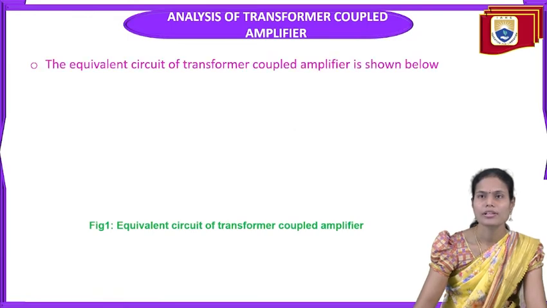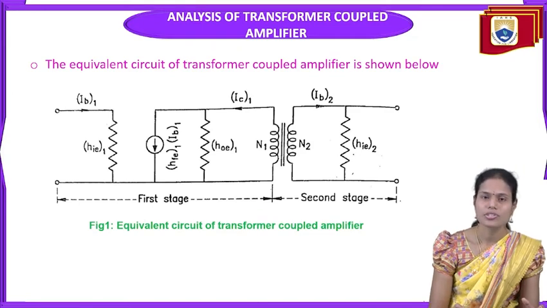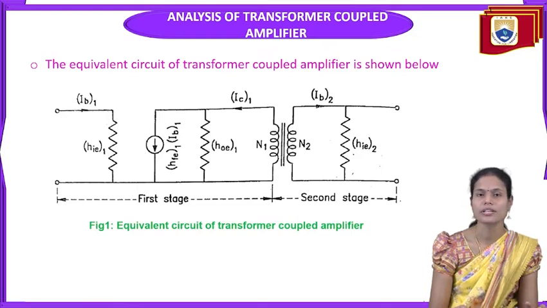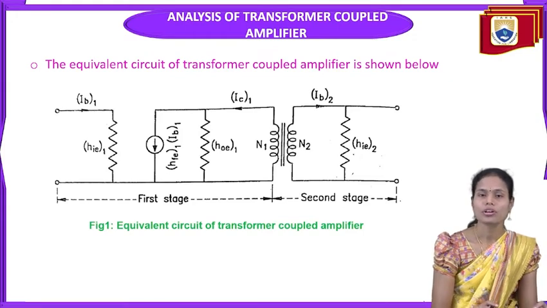So now we will see the analysis of this transformer coupled amplifier. Till now we have seen the construction as well as operation of the transformer coupled amplifier. Now we will see the analysis in order to find the current gain as well as voltage gain. Why are we going to find such parameters? We have to compare with the single stage amplifier, whether those particular values are improved or not. Physically we connected and we said that the gain is improving. Practically we need to prove whether that gain is improving or not.